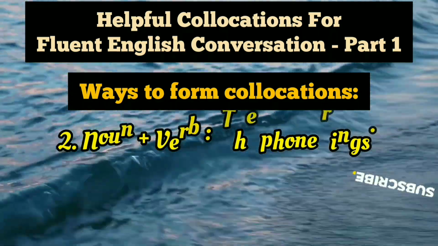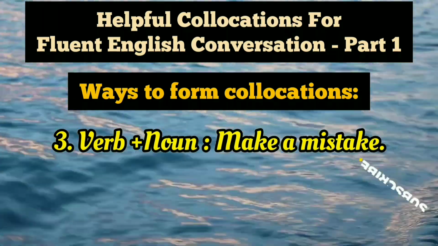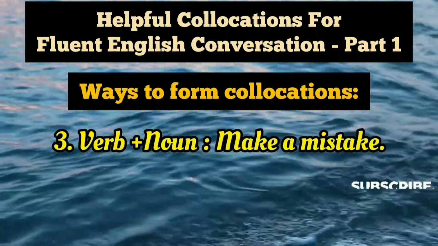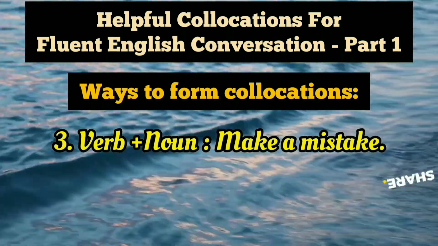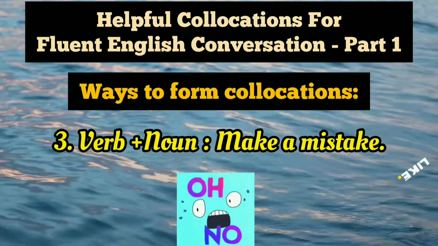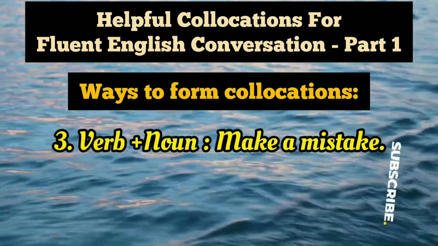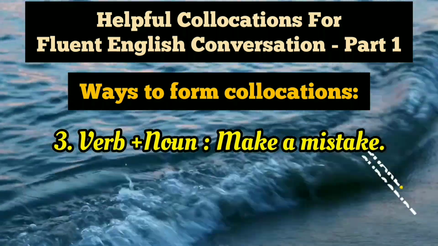And the third one, which is also quite common, verb plus noun, where we are using a verb and then combining with a noun. So make a mistake, as you see the example given here. Make is a verb obviously and mistake is a noun. Understood? Make a mistake. So this is a collocation which we form using verb plus noun.